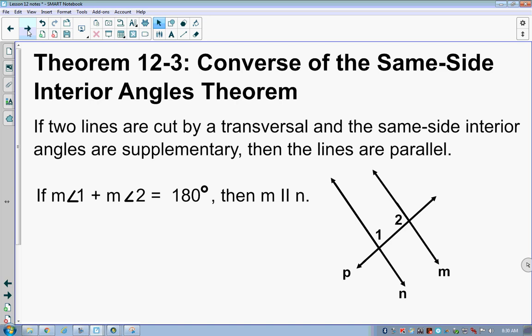Converse of the same side interior angles theorem. This is one of the last ones, and it's not like the others. Same side interior angles is a separate thing. With the other ones, with corresponding, alternate interior, and alternate exterior, all of them were based upon those angles being congruent, correct? Same side interior is different. Notice that angle 1 and angle 2 aren't necessarily equal to each other. Granted, in there it may look kind of like it, but they won't always be. What we're looking for here is to see if they're supplementary.